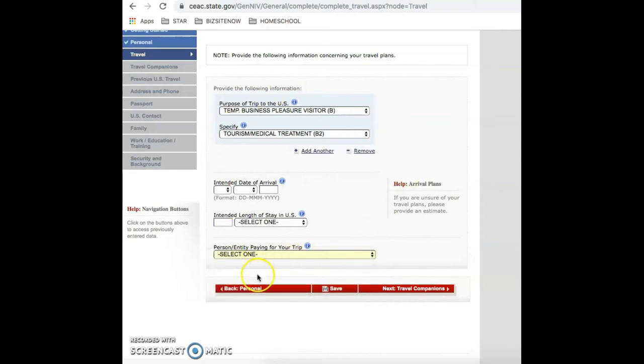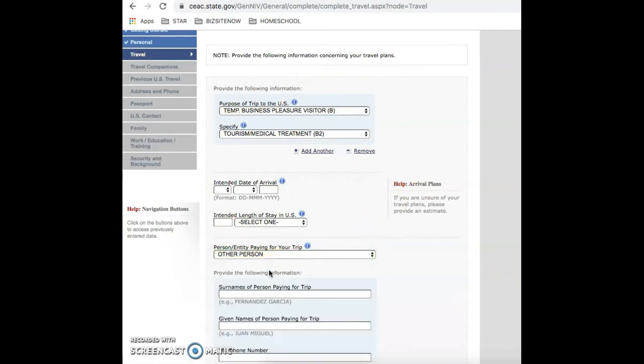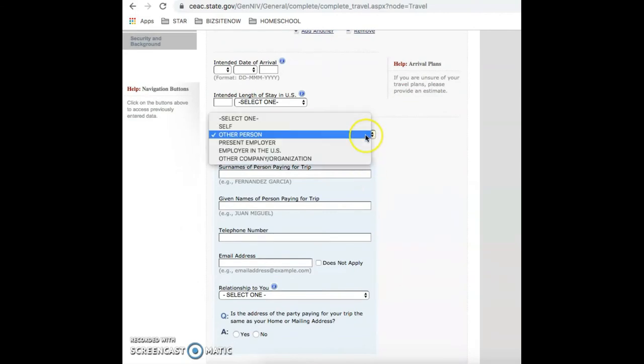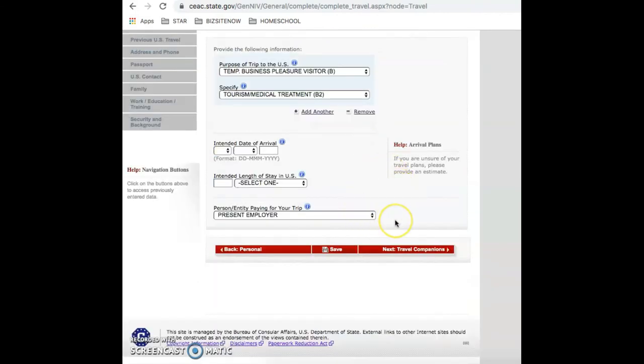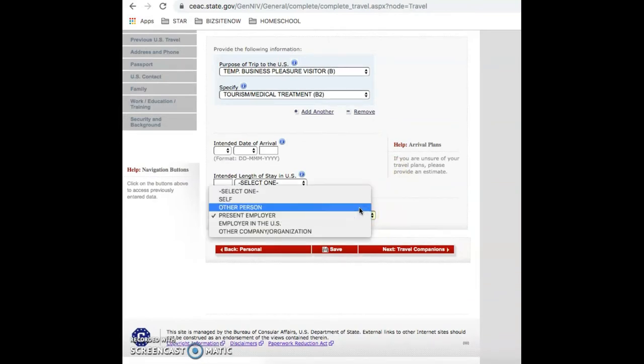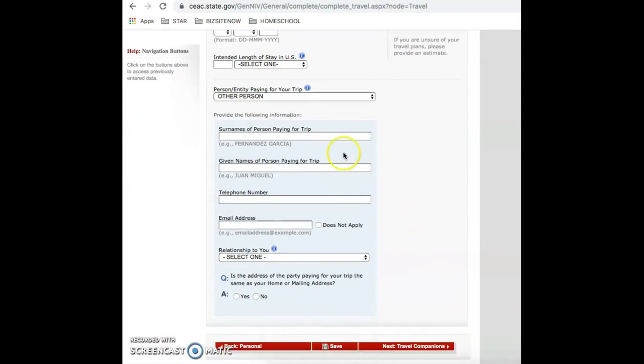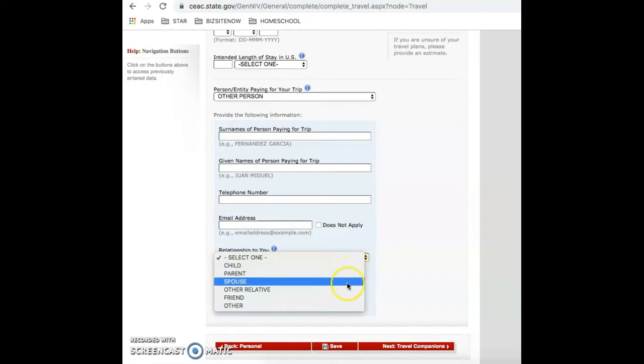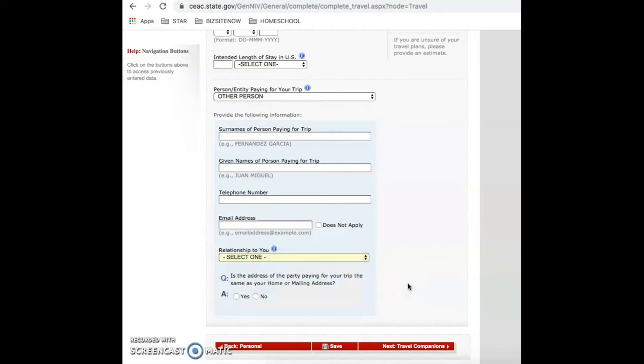Of course, after you fill out this form, like I'll put other person, yan, or if I put the present employer, they will be asking you to fill out the blanks, like sino yung magpipay. Like I know for a fact na sa family ko, I have an uncle na siya yung nagbabayad talaga ng plane ticket, so they write his name, yung surname, and then yung given name, of course the number, and then the email address of the person, and relationship to you. You know, it can be a child, parent, spouse, other relative, friends, or others. You know, just be honest.